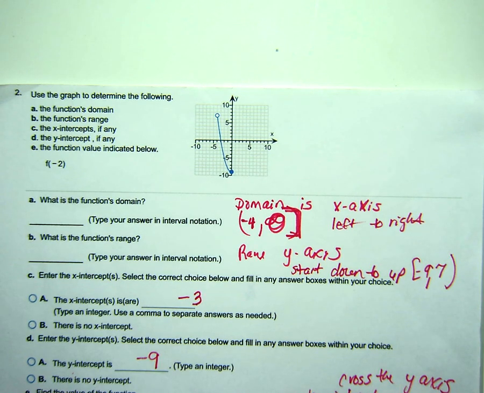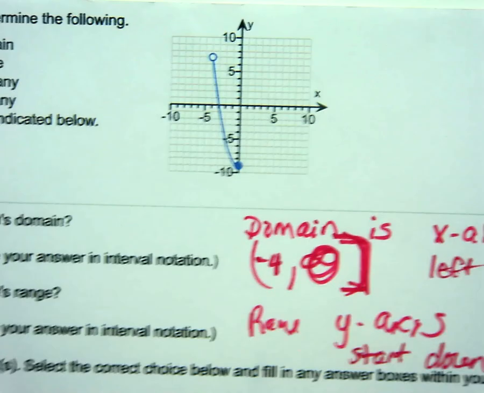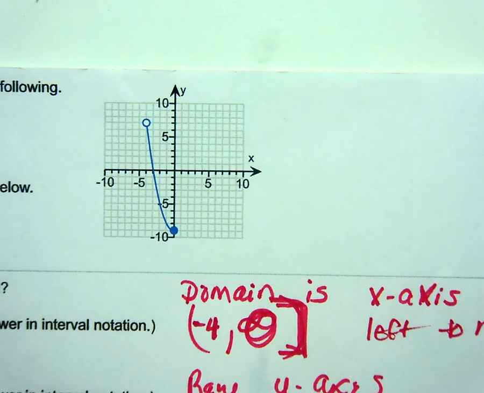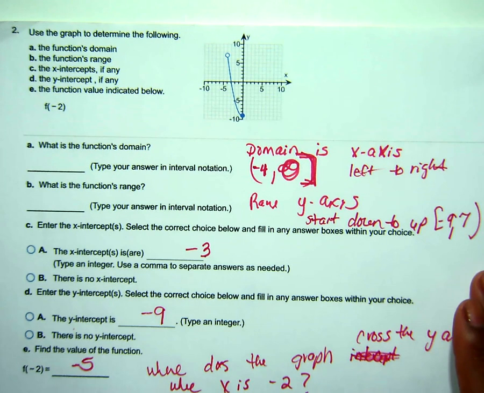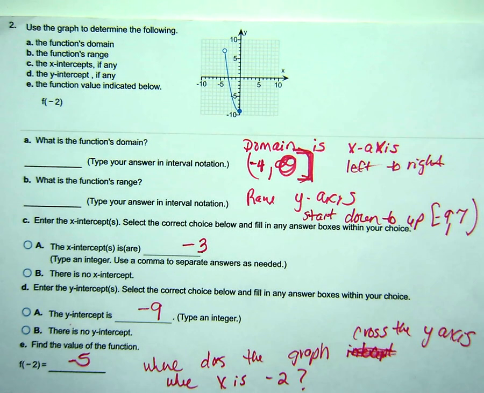If I zoom in a little closer, notice how this graph crosses the x-axis. It looks like it's at negative 3, which it is. Therefore, your x-intercept is negative 3. Notice how the same graph crosses the y-axis at negative 9.